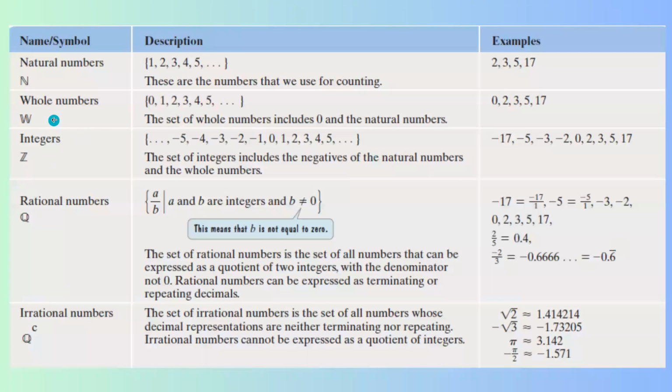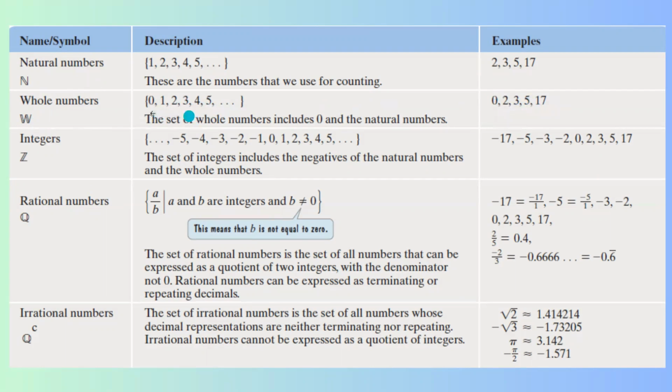Finally, you can write this in symbolic form. Natural numbers N, which is the set 1, 2, 3, 4, 5, with examples 2, 3, 5, 17, and so on. Whole numbers don't have negative values, and come from naturals. Whole numbers, represented by W, start at 0, then 1, then 2, then 3, then 4, and so on. Examples: 0, 2, 3, 5, 17, and so on.